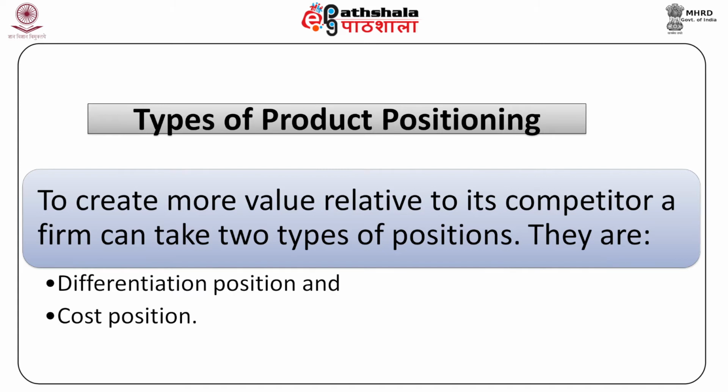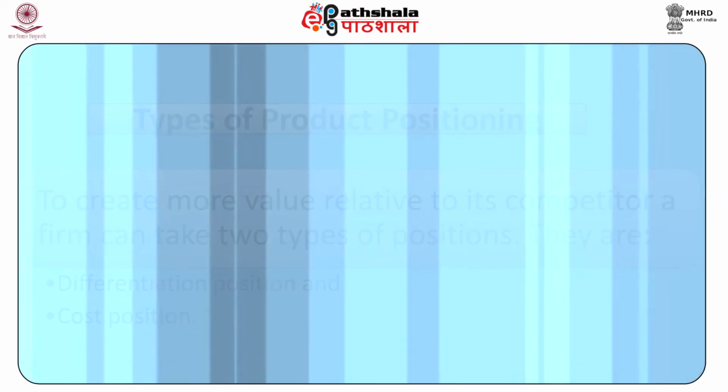For example, in imperfect markets like monopoly, monopolistic competition and oligopoly, firms try to create value for the consumer by positioning their product properly. To create more value relative to its competitor, a firm can take two types of positions. These are number 1, the differentiation position, and number 2, the cost position.